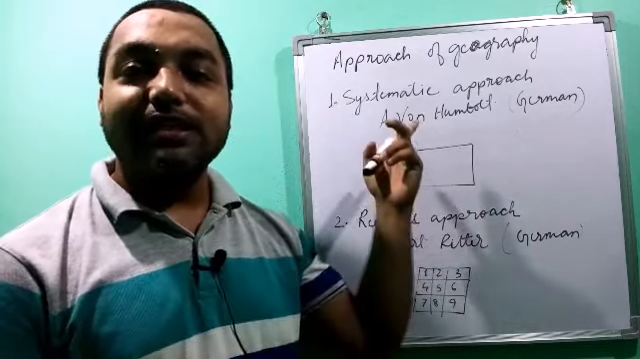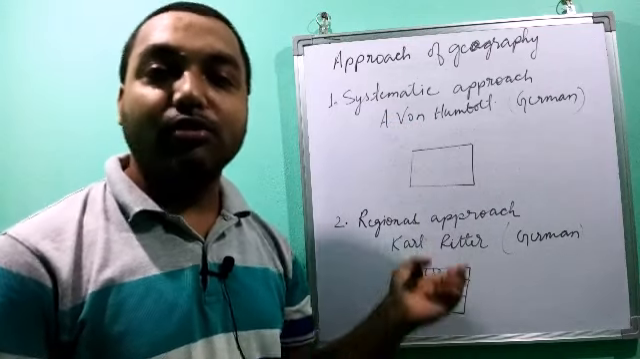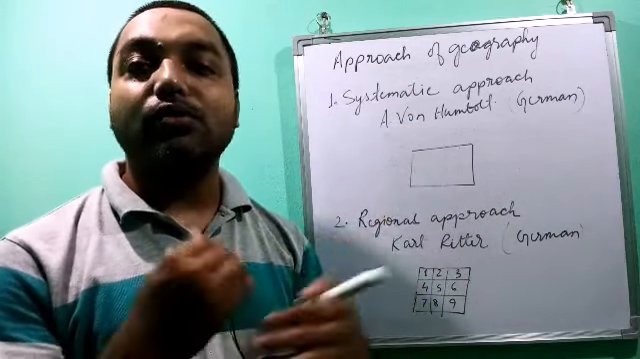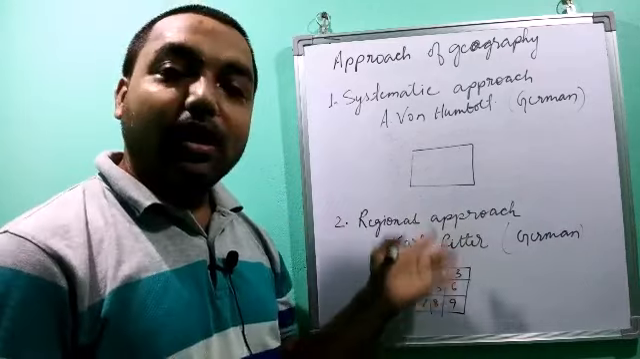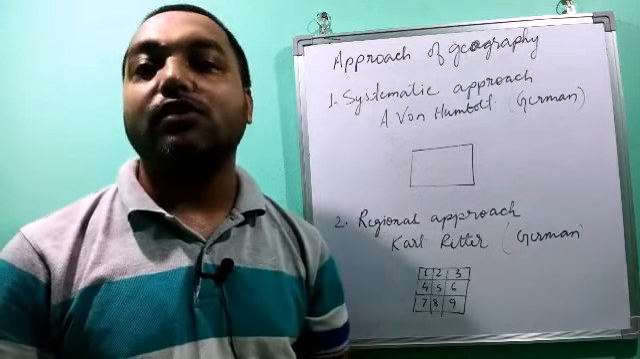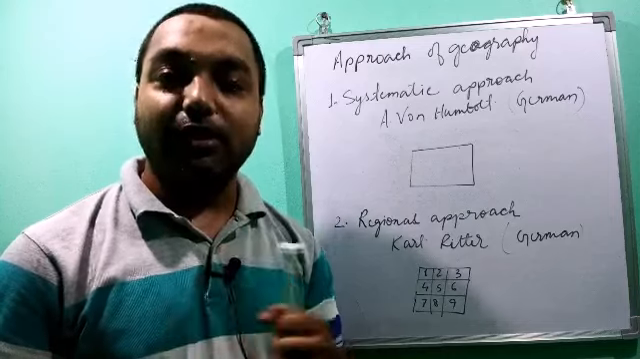Similarly, the systematic approach and the regional approach both go together, side by side. So both these approaches go together. That is why it is called dualism. Dualism is always found in geography.